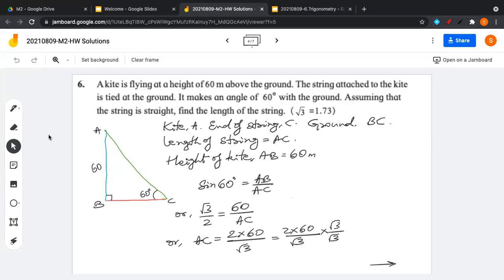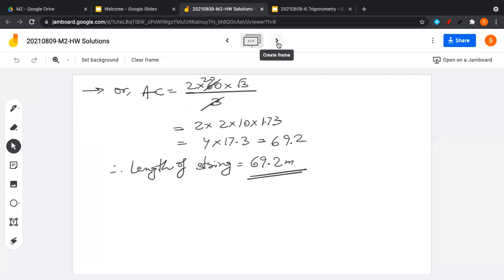Remember again, if you want to leave your answer at this point, AC equals 2 into 60 by root 3 or 120 by root 3, that is correct. 120 by root 3 is correct, but it is not beautiful because the denominator is a surd here. So to rationalize that surd, something that we studied in class 9, we multiply root 3 to both the denominator and the numerator. So this is how the calculation happens.